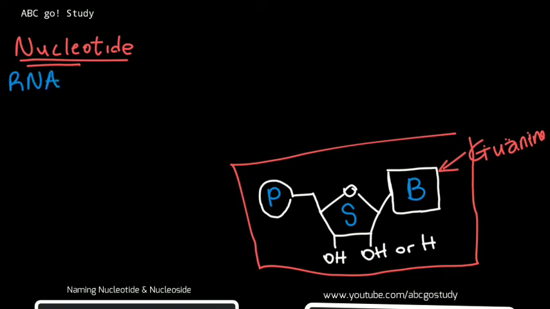So if you use guanine in RNA, where we use the building block which is ribose, the sugar building block, we have the naming of that nucleotide. Let me just write it down. Instead of guanosine that you see as the nucleoside form in RNA, it will be guanylate.